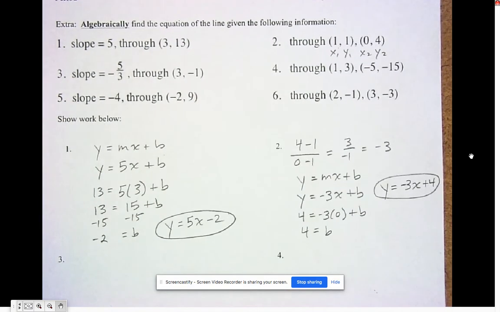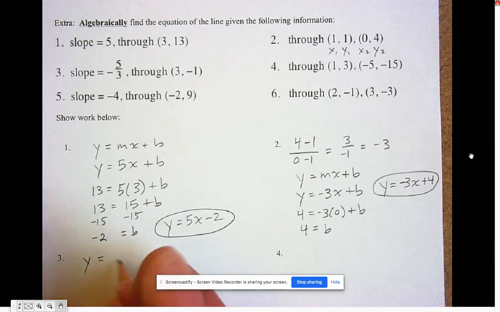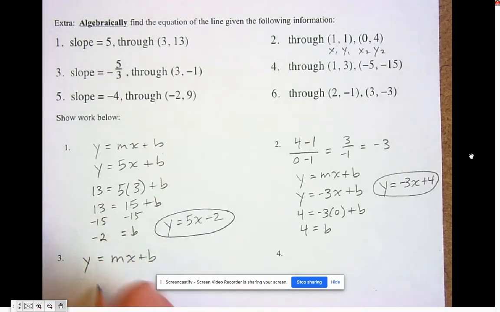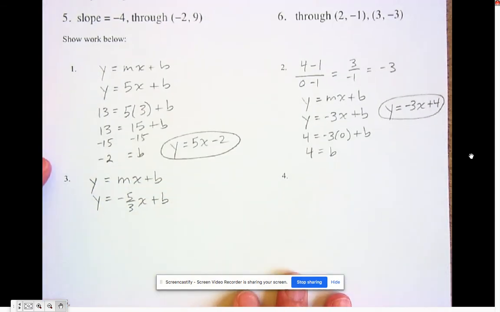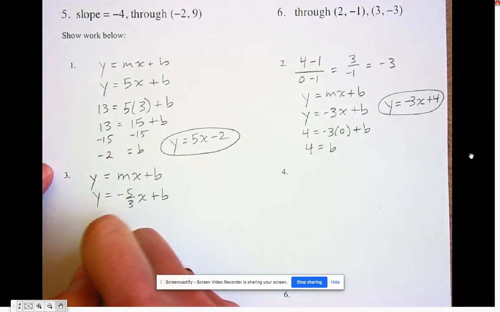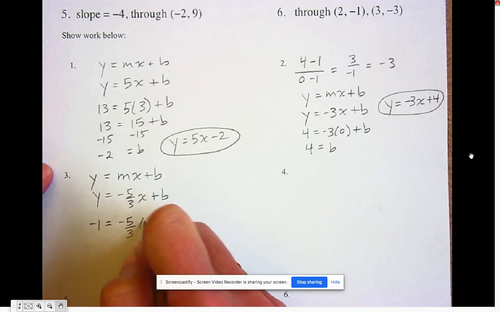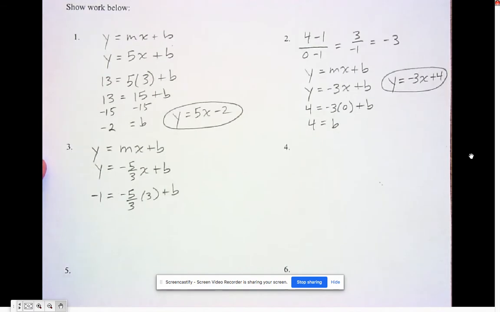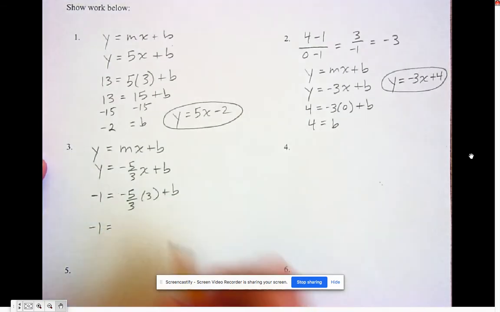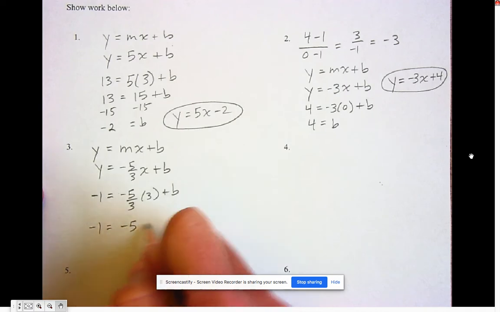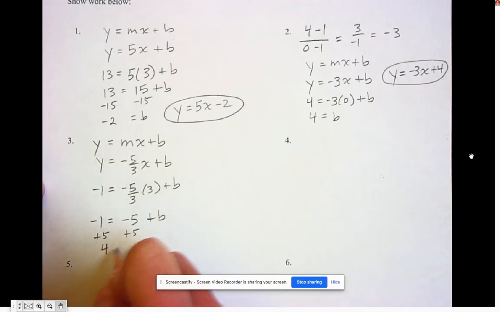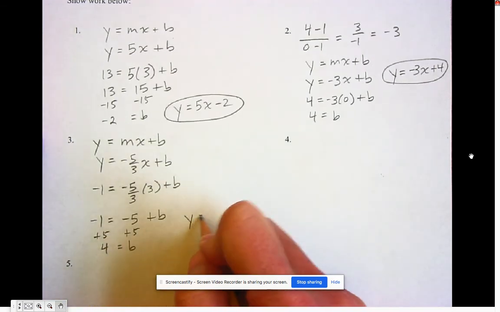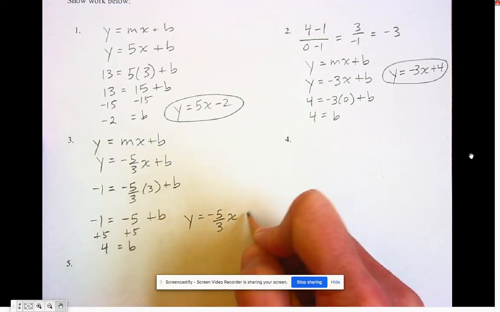All right, so for number 3, I'm going to start with y equals mx plus b. On this one, I'm given the slope. So y is equal to negative 5/3 x plus b. And it goes through the point (3, negative 1). So I'm going to replace x with 3 and y with negative 1. Okay, so negative 5/3 of 3 is equal to negative 5. I'm going to add 5 to both sides, so I get 4 for b. Okay, so y is equal to negative 5/3 x plus 4.